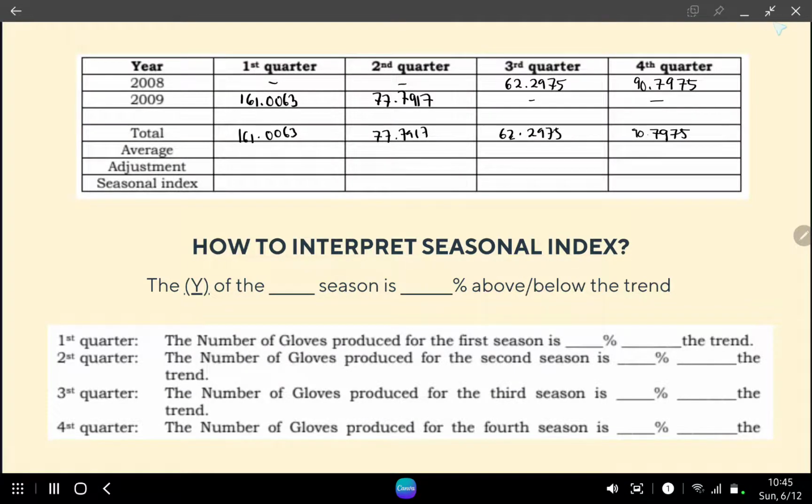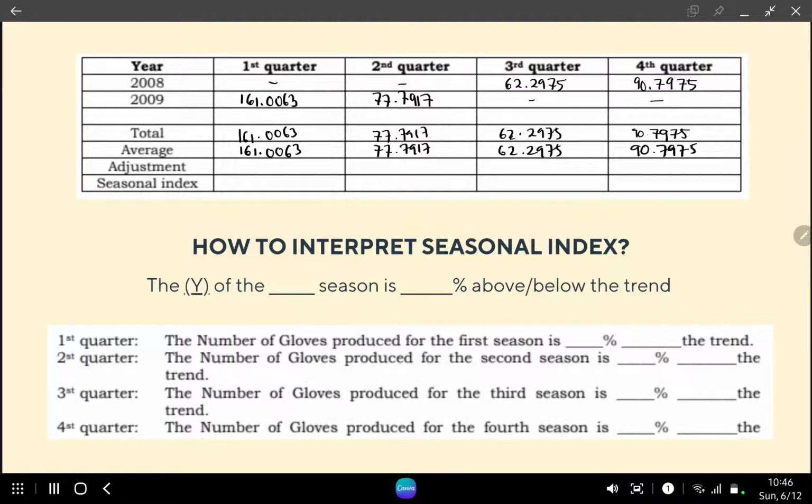And the total here in the fourth quarter is 90.7975. Okay, then we need to find the average for each column. This one has only one value, so the average is the value itself. If you have two values, you need to total those two values and then divide by 2. But here we have one value only, so this value divided by 1 is equal to itself. So the average is the same, and this one is also the same.